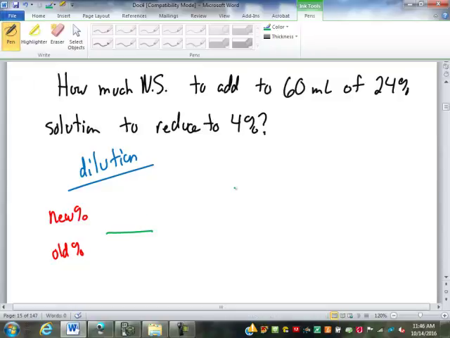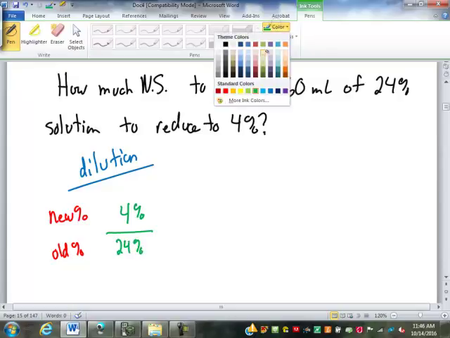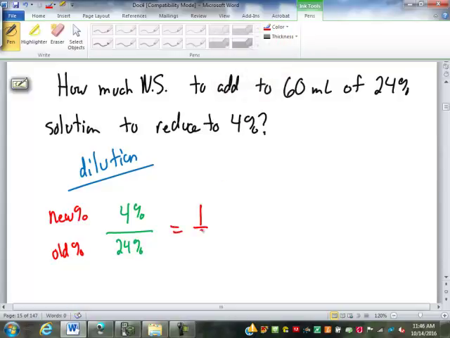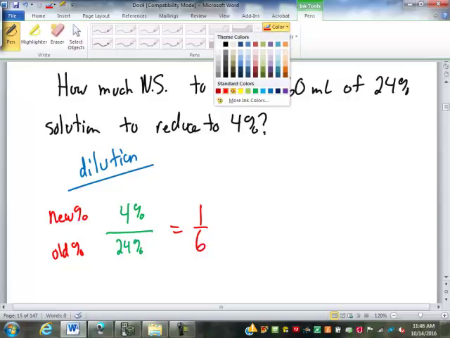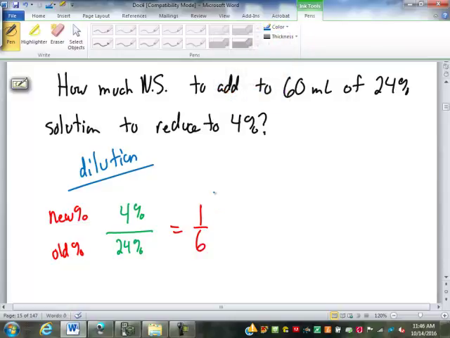So in a problem like this, we figure out our dilution again, but we're given the percents rather than the amounts, the volumes. So we can use our percents to find the dilution. Our new percent is going to be 4% over the old percent of 24%, which is going to reduce to a 1 in 6 dilution. So we've got a 1 in 6 dilution. Remember, the 1 is the concentrate. That's going to be the 24% in this case. The 6 is the total.